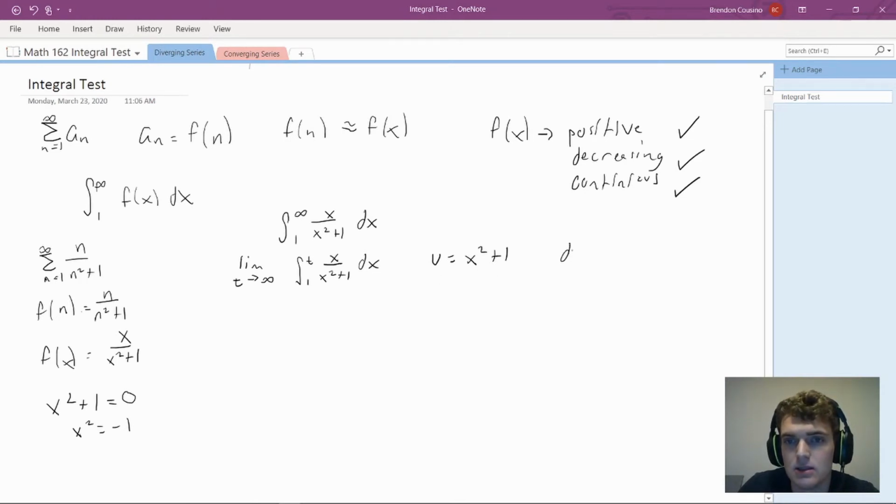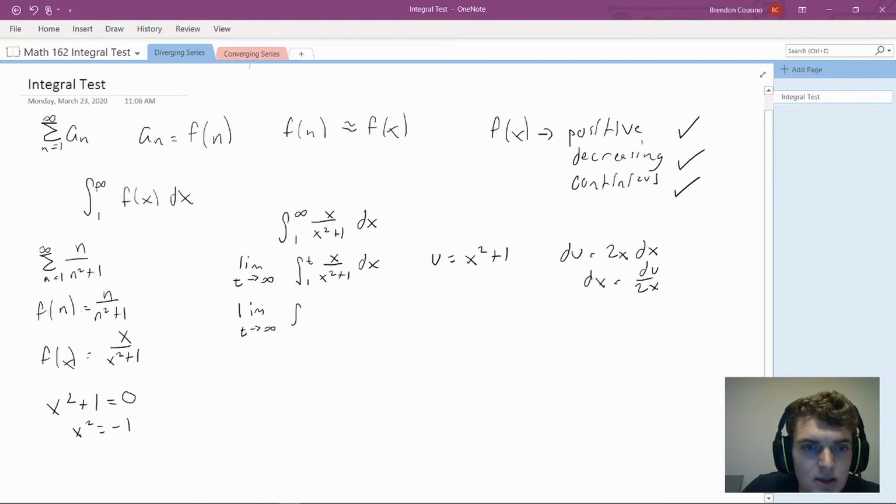So then du is going to be 2x dx. The way I like to do these is I'm going to solve for my dx. So dx is going to end up being du over 2x. Okay, so let's plug everything back in. So this is going to be the limit as t approaches infinity. And I'm not going to write the bounds on it because I'm going to plug the bounds back in when I substitute back in for x.